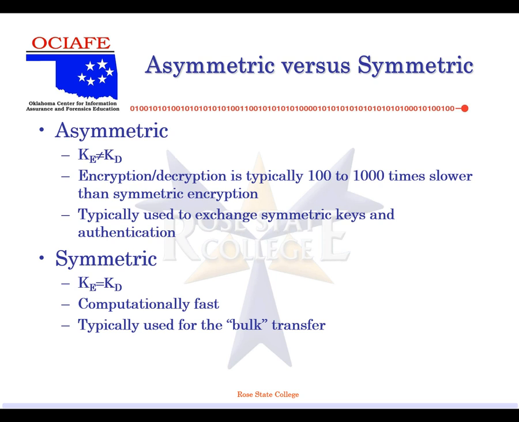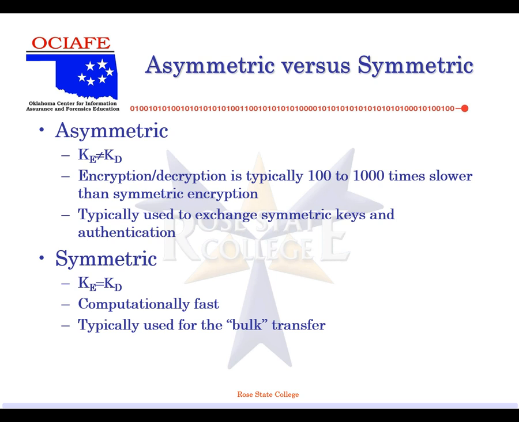Asymmetric versus symmetric. Asymmetric, the encryption key and decryption key are different. This is also called public-private key. It says encryption and decryption is usually 10 to 100 times slower than symmetric. So why would I use something if it's slower? Well, especially with SSL, because I want to authenticate with my bank on the internet, and I need to be able to download a certificate publicly. That is why we use this.